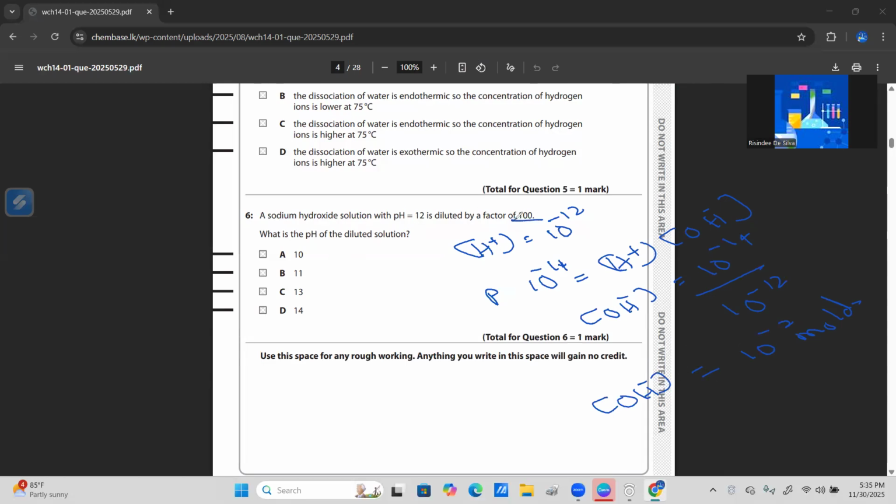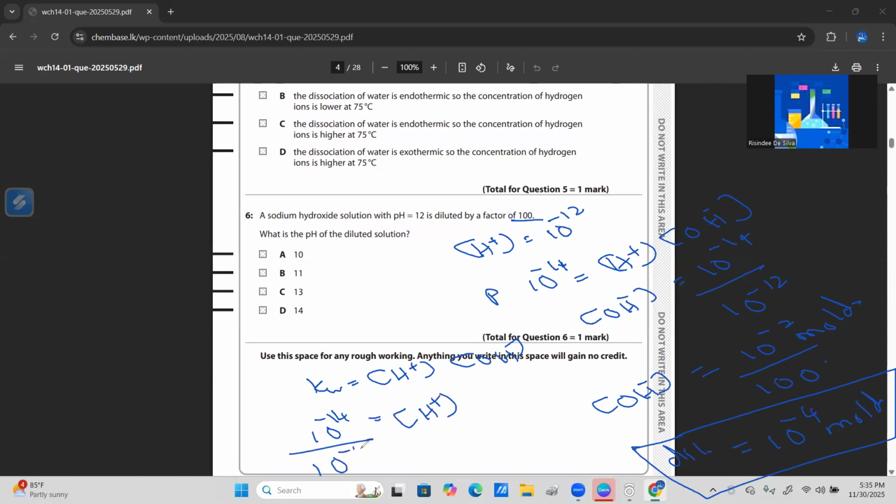When we are diluting by a factor of 100, that means we need to divide it by 100. So you get 10 to the power minus 4. That is the new concentration of OH minus after diluting. Then if I apply this equation, 10 to the power minus 14 is equal to H plus times OH minus, we have to find H plus in order to get the pH. Then I'm getting H plus as 10 to the power minus 10. pH is equal to minus log 10 to the power minus 10. So you get the pH as 10. So the correct answer is A.